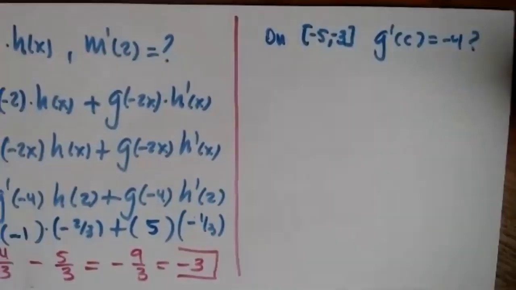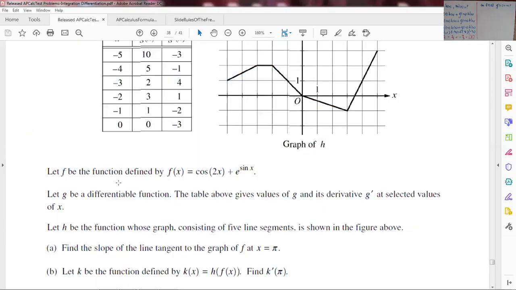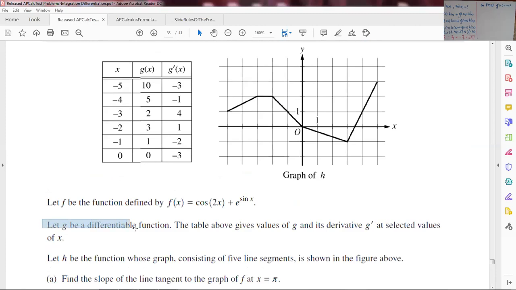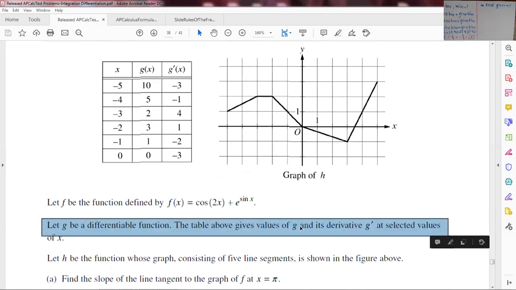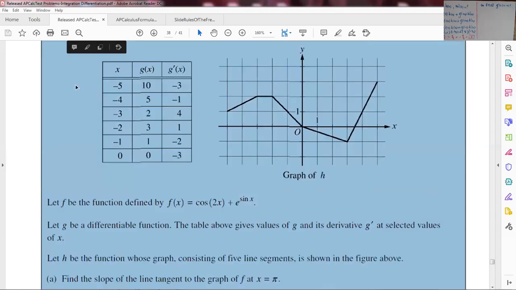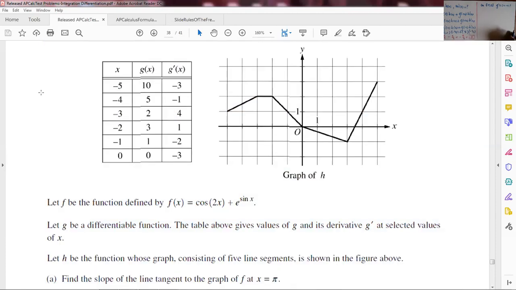Okay, now we have to check what is g. Let me just go back to the problem now. So again, the function g is right here, right? This g is a differentiable function, correct? And you have g and g prime, correct? Here. So a differentiable function is continuous, and then we have to check this, okay? They want to know if there is a value for which this is negative 4. So how can we know that?